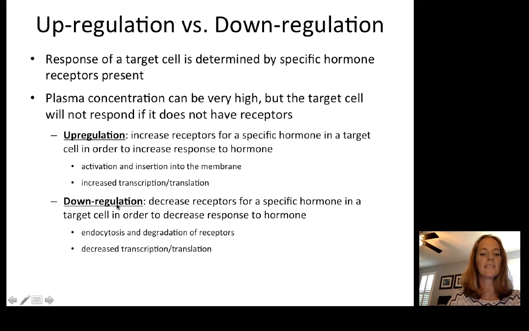So basically, this is the cell getting bored, right? Yeah, we've heard that protein signal a million times. I'm going to take out my headphones, right? So that's downregulation. We can also have upregulation, where we can increase receptors for a specific hormone in order to increase the response to a hormone. So let's draw this out so you guys can picture what this would look like.